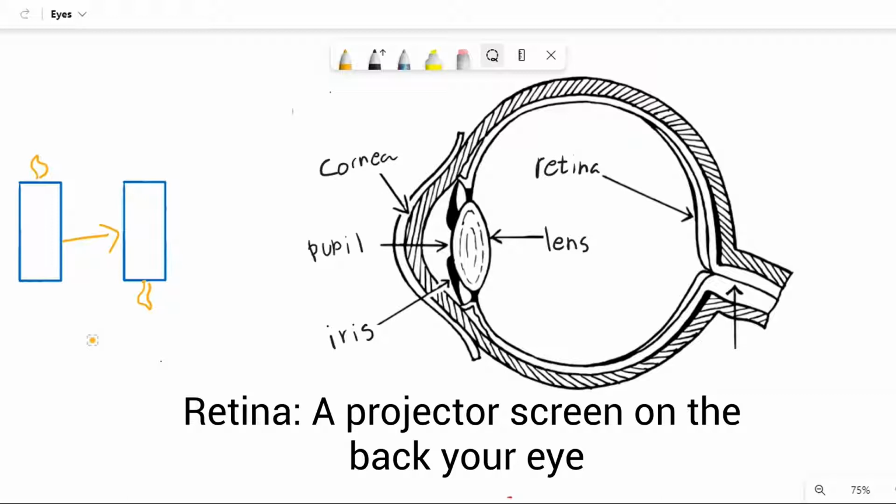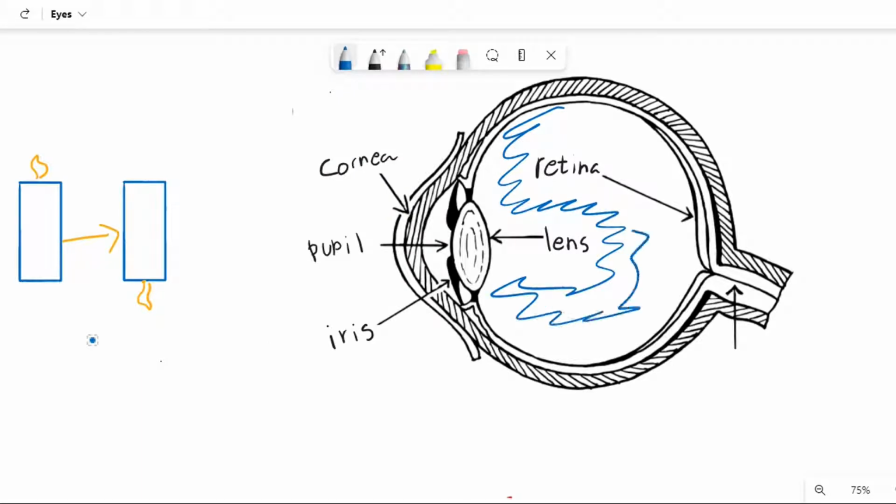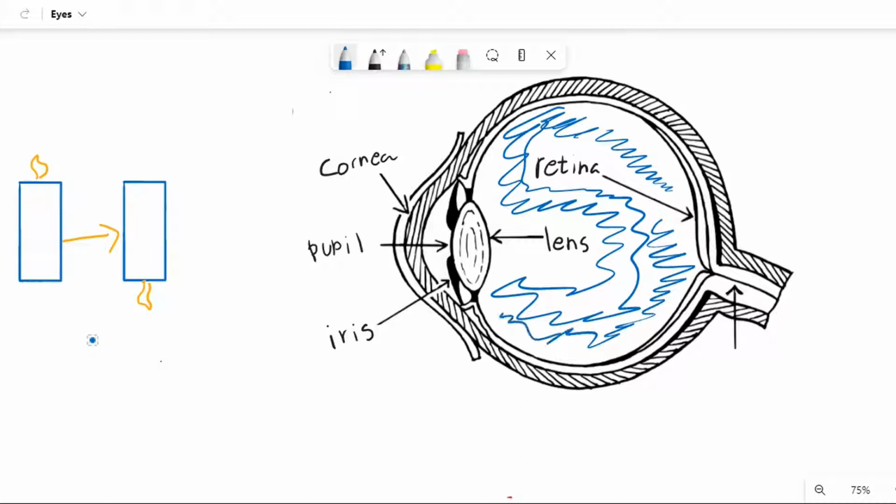Just know that your retina is something like a screen, and between the lens and the retina is something known as the vitreous humor, which is all this empty space in between, and it's basically a gel that helps the image get from the lens to the retina, and it also helps keep the shape of your eyeball. If the vitreous humor was not there, then your eyeball would be flat, which would be a problem because the image that you're looking at will not get from your lens to your retina.